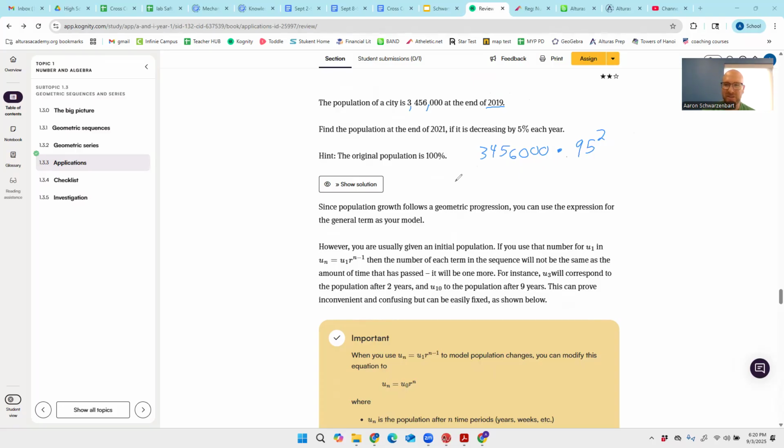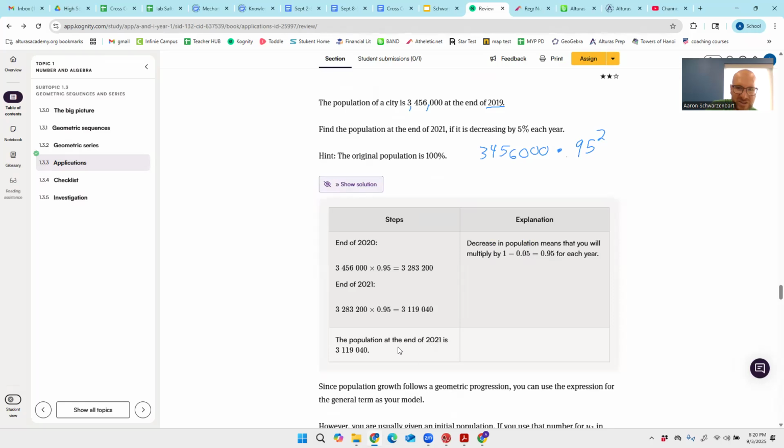We simply do that calculation, and I don't feel like punching it into the calculator. It's going to show me the solution right here. They did actually multiply it twice instead of doing squared. You get the same result of 3,119,040. Very simple example.